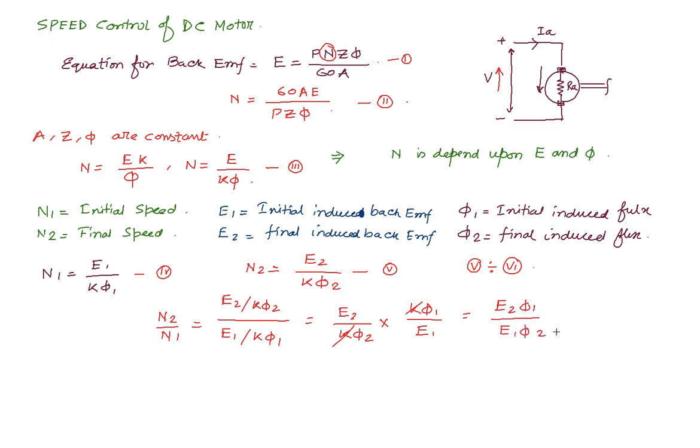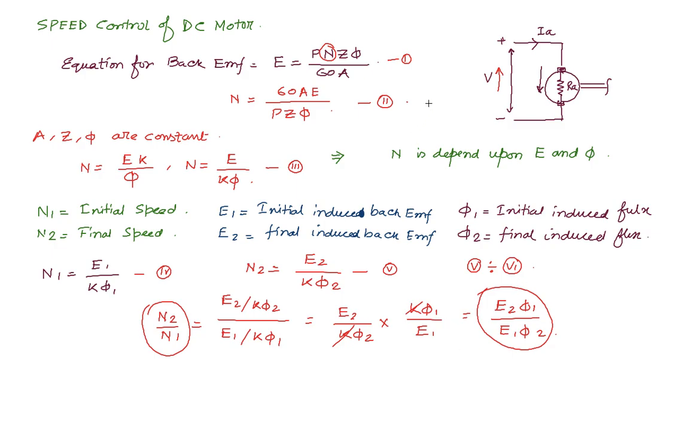It means that N is proportional to E, and N is inversely proportional to phi. Here the same criteria applies. So N2 and N1 depend upon E1 and phi 1, or E2 and phi 2. That means the speed is dependent upon the back EMF and the flux phi.